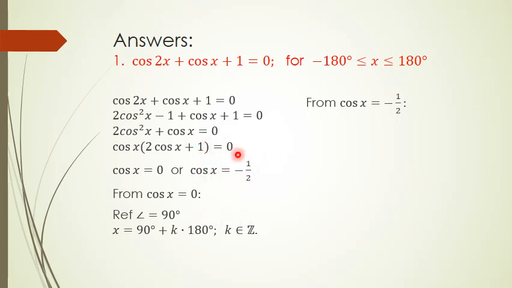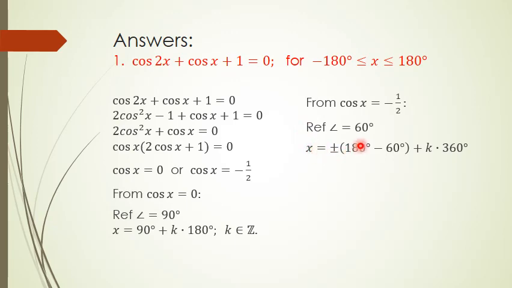Then from the other equation, cos x equal to minus half. The reference angle is 60 degrees from the calculator. Observing that here cos x is negative, it is negative in the second quadrant and the third quadrant. So that's where our solutions come from. But we can write it as one using plus or minus, as cosine is an even function.